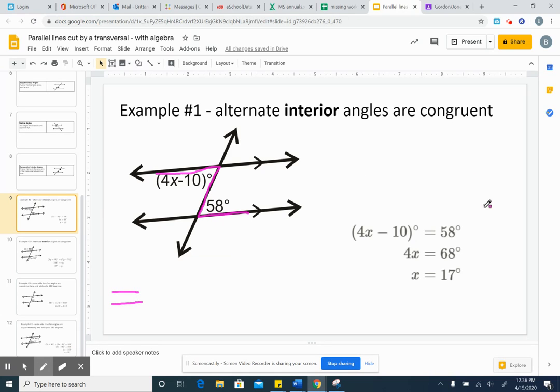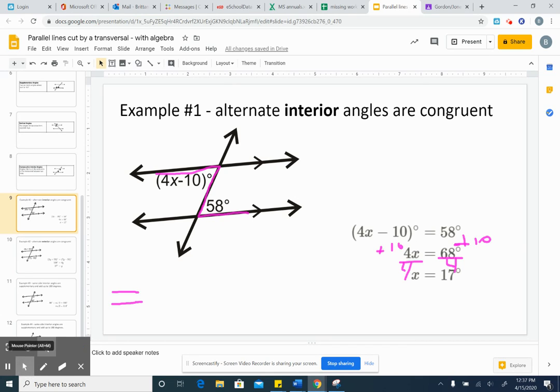So over here, you're going to set the angles equal to each other. 4x minus 10 equals 58. Here, you can see that we added 10 to both sides. Forgive my scribbly writing, I'm using my finger, leaving us with 4x equals 68. Then divide by 4, and you get x equals 17 degrees.